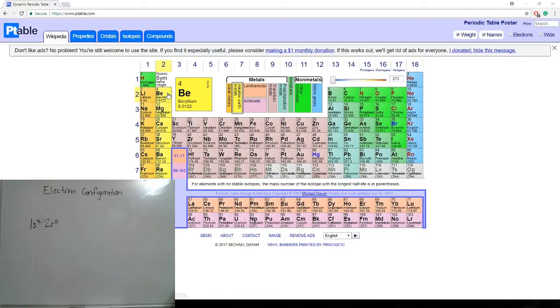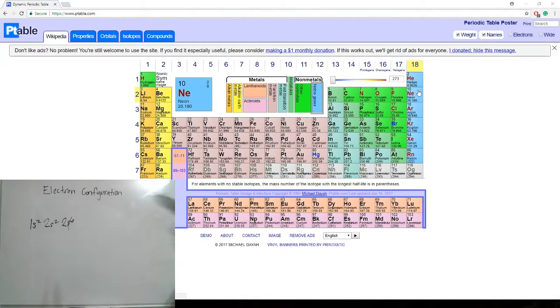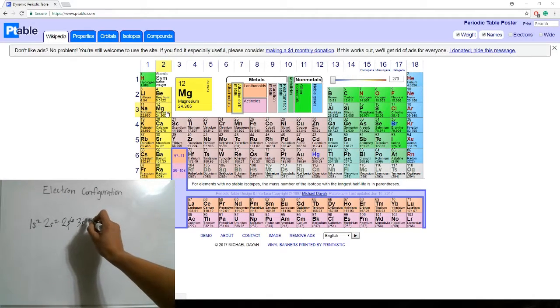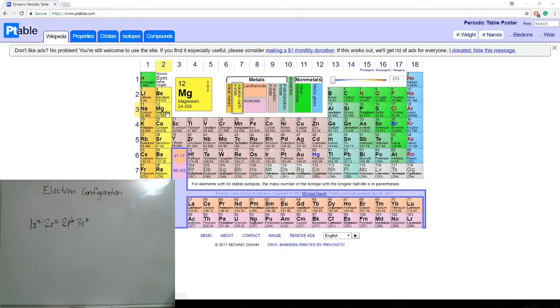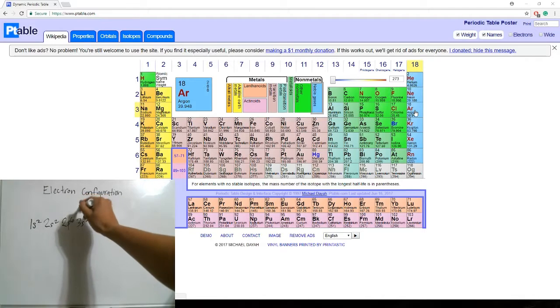And then the P sublevel. P, 1, 2, 3, 4, 5, 6. So 2p6. And then to the third energy level, 1, 2, that is 3s2. And then to the P sublevel, 1, 2, 3, 4, 5, 6. Now we're at argon. So 3p6. And that is argon.